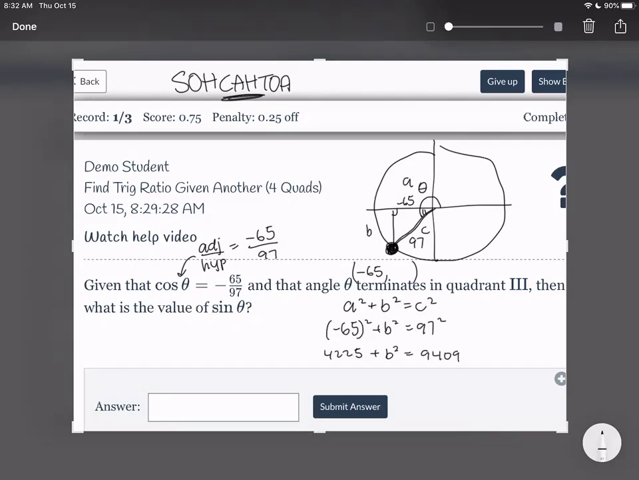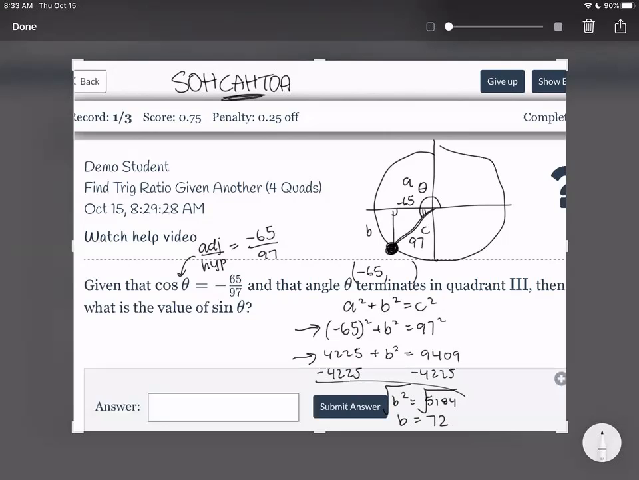Okay, there we go. Just to remind you guys, when you square a negative number, like I did over here, the negative times itself results in a positive number. So this is not a negative 4,225. It is a positive 4,225. Then we're going to subtract. We get b squared is equal to, I shouldn't have put my calculator away. And then we square root. And we get b is equal to 72. Cool.